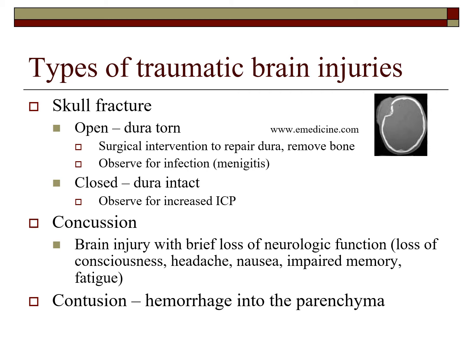Here are a few types of traumatic brain injury. The first would be a skull fracture, and it's either an open or closed fracture. Open means the dura is torn. So we don't allow that to just hang out. That patient would definitely have the dura repaired. It might need to have some bone removed if there's a substantial fracture.